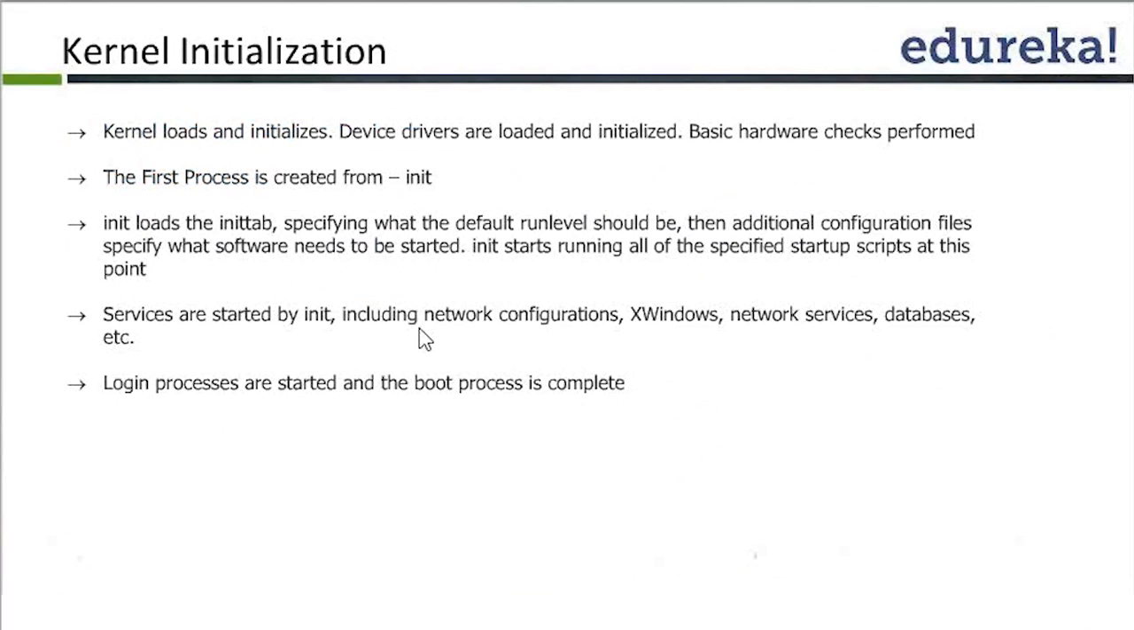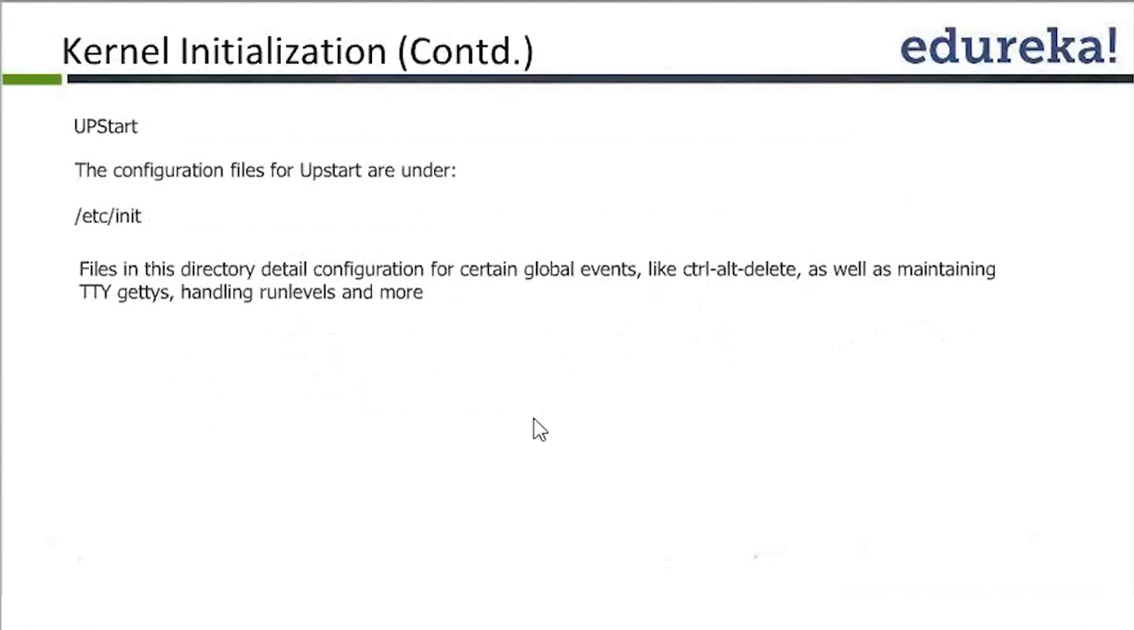So in general, these are all the processes that are being started by init, like your network configuration, X Windows, all your GUI part, network services, databases if you have installed, etc. Alright, so with this, your booting process will get finished. This particular init is present under the etc folder. So I'll show you all these files in this directory as well. We have multiple terminals, and we'll go through this part by going through the configuration file.